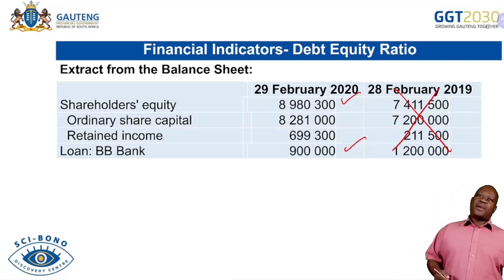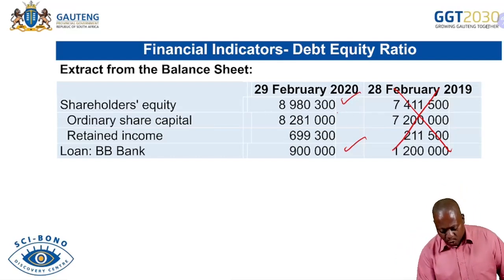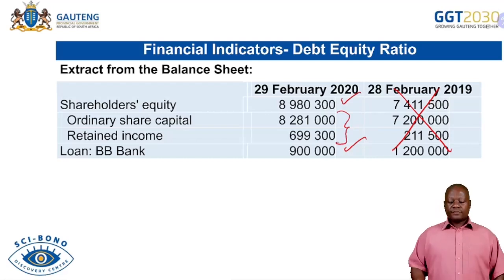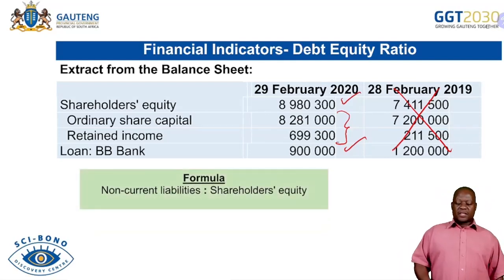Now, please take note. It might happen in your exam that they are not giving you this figure, but they are also giving you this. Remember, simple balance sheet logic. We add ordinary share capital plus retained income to get shareholders' equity. Let that not fool you. So please remember the formula. Non-current liabilities as to shareholders' equity.